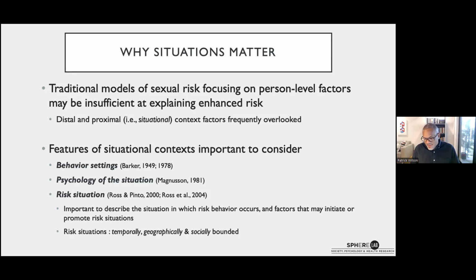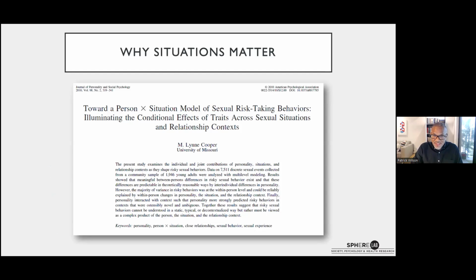But past theory and research has shown us, whether it's going back to Roger Barker's work from the 1940s into the 70s to more recently, Michael Ross, who talked about the risk situation, but thinking about these aspects of behavior, and that it's not that a person just exhibits a behavior continuously across time, but that these behaviors might be temporally, geographically, and socially bounded.